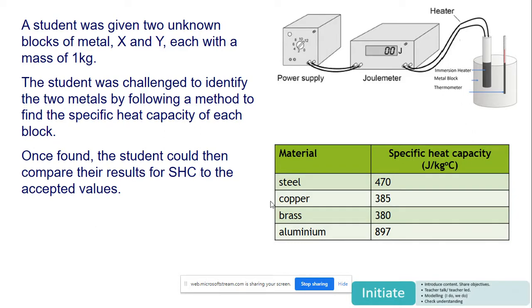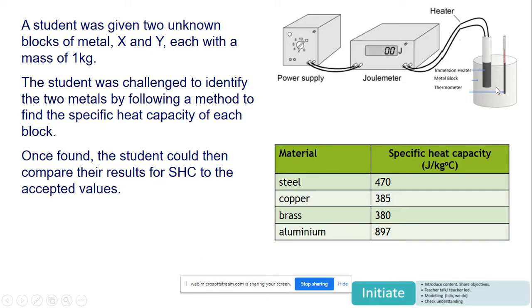Okay, a student is given 2 unknown metals. The 2 blocks of metal, one labelled X, one labelled Y, and their task is to identify which metal is which. Okay, we've got some information here about specific heat capacities, and we've got that from a textbook because that's a specific value for a particular metal. And so they do this experiment. So let's look at the experiment.